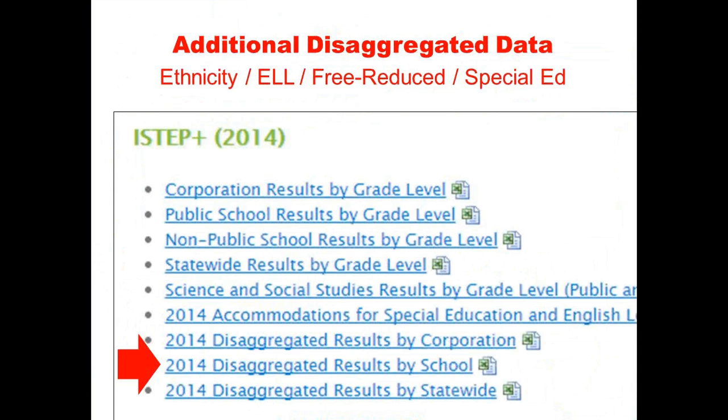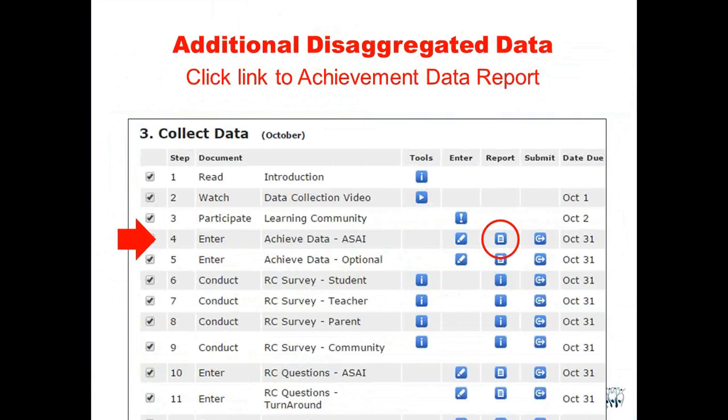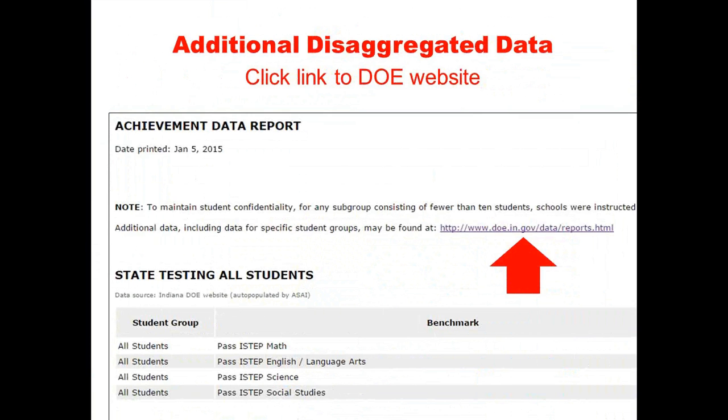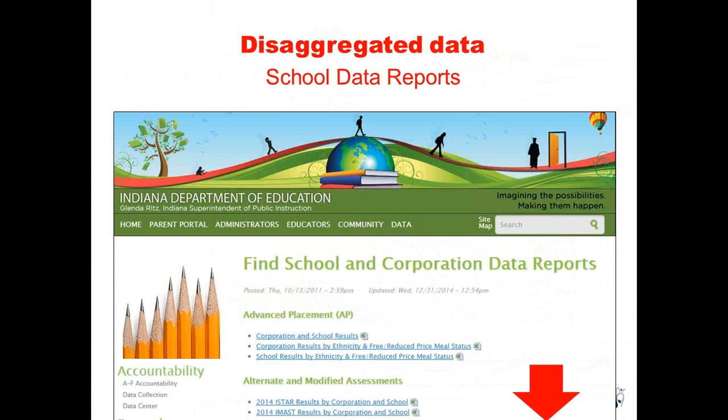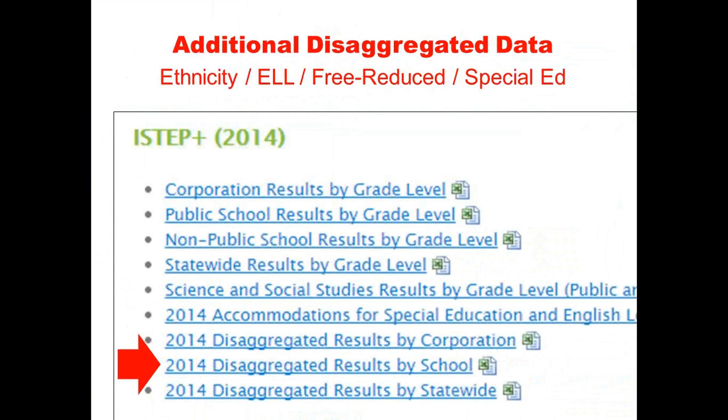So if you open that report, it'll give you all of your school's drill down data for ethnicity, English language learners, free and reduced lunch students, and special ed students. So again, to get to that, you would start out on the process page, click on the report icon for the achievement data. That'll open up the achievement data report. Then click on the link to DOE's website, and then scroll down to find the disaggregated results.